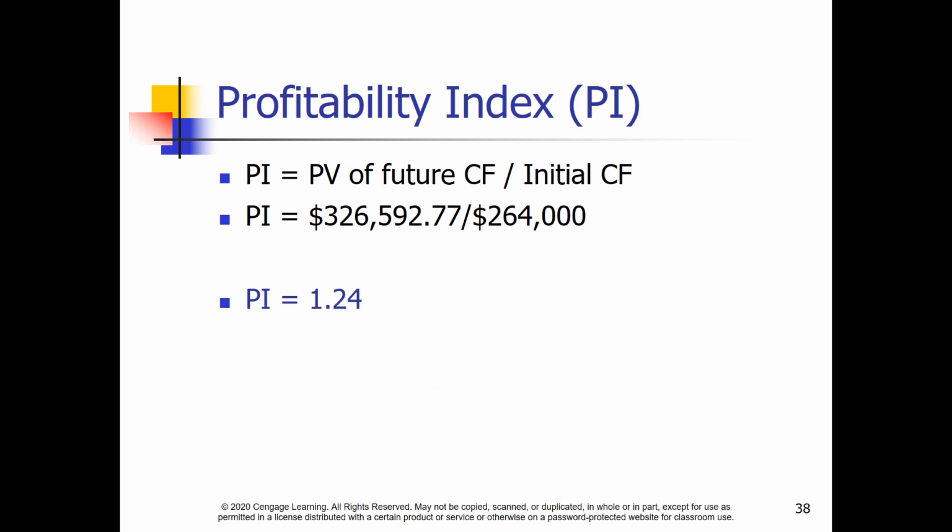For the profitability index, we'll use the present value of the inflows we found for the MIRR calculation as the numerator. The denominator in the PI equation is the absolute value of the initial cash flows, meaning make the negative $264,000 positive.